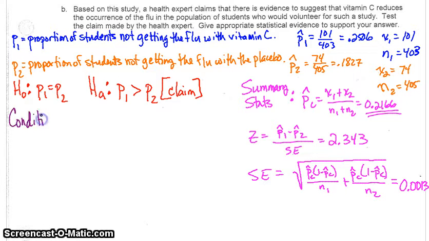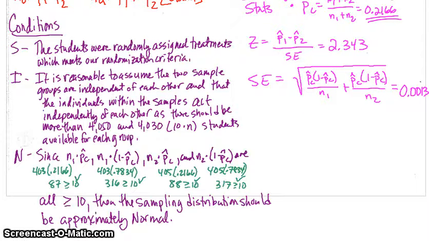Okay, so why don't you guys try to write them out, and then you'll see mine pop up. Ready? Go. All right, so the students were randomly assigned treatments, which meets our randomization criteria. It is reasonable to assume the two sample groups are independent of each other and that the individuals within the samples act independently of each other, as there should be more than 4,050 and 4,030, which is 10 times our sample sizes, of students available for each group. And since n1 times p hat sub c, etc., with my calculations, show calculations, are all greater than or equal to 10, then the sampling distribution should be approximately normal.